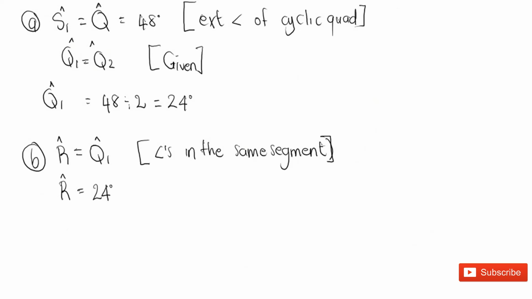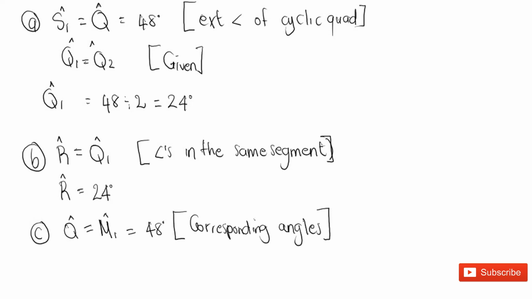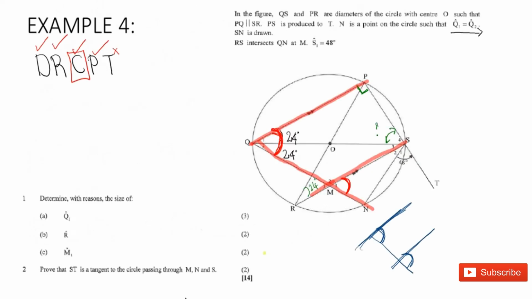So let us go to C, right? From C, we can say that angle Q is equal to our angle M1, which will be equal to 48 degrees. And what is the reason for this? We have corresponding angles. Or you can just say QP is parallel to RS. Okay, and then we've basically found the value of our M1. Straightforward and easy to do, right?